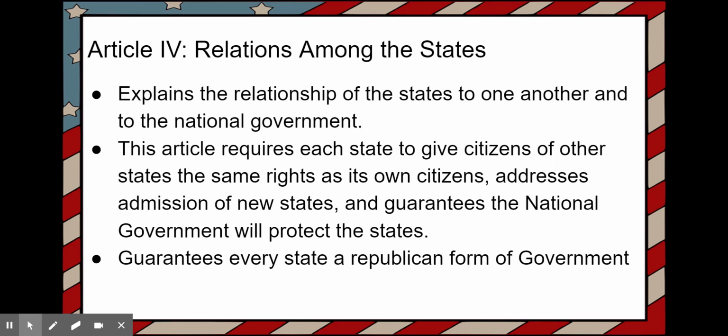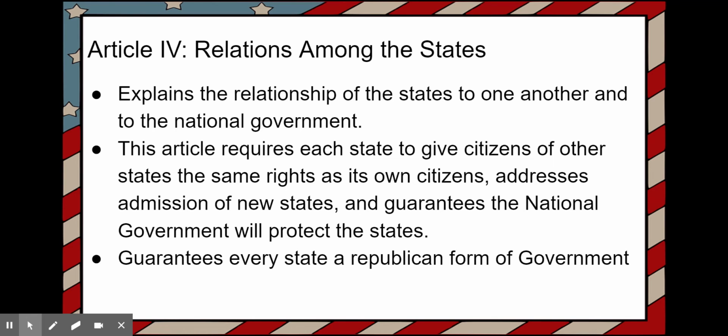Okay, fourth article. An article we haven't talked about yet. We've covered the other three before, and we've talked about how they set things up. But Article 4 is new to us, and it talks about relations with the states. So one way to look at this is like the states are all like brothers and sisters. They're all related. And then the national government would be like mom and dad. So this explains the relationship of the states to one another, kind of being like brothers and sisters, and the national government being the parents.